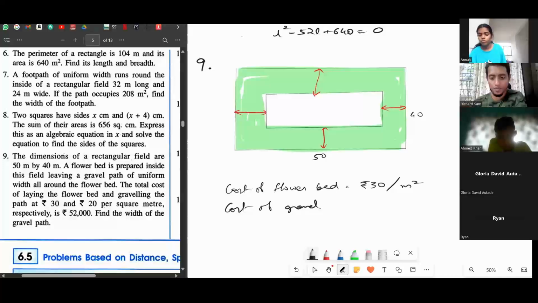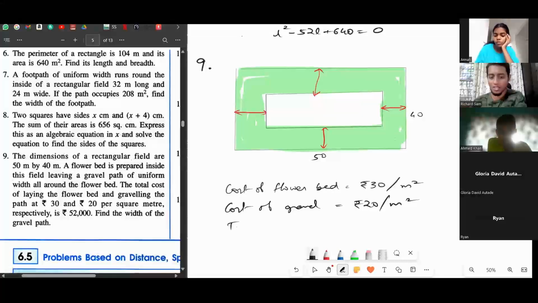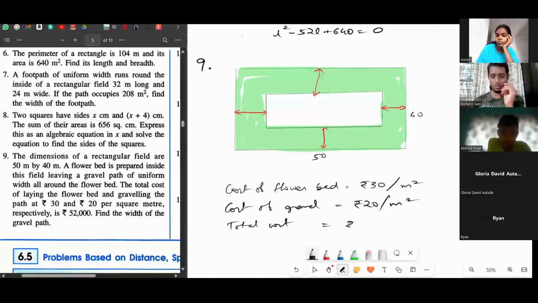Rupees 20 per square meter. And what is 52,000? The total cost of the whole thing, flower bed and gravel and everything together, is rupees 52,000. Find the width of the gravel path. Oh, the width is what they're asking.